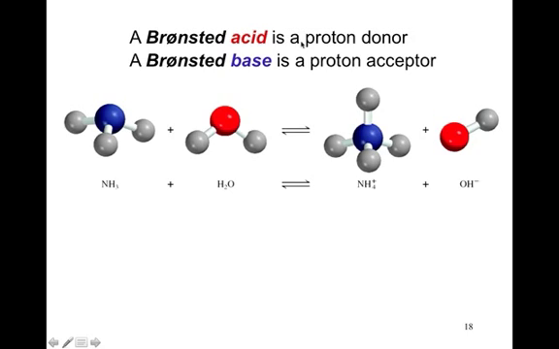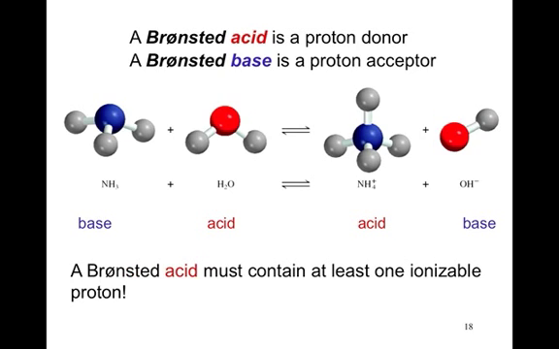And so if a Bronsted acid has to donate a proton, then it needs to give up its H plus. And so then here our water is giving up one of its hydrogens to the NH3. And so that makes the water act as a Bronsted acid. And so then the Bronsted base would be NH3 because it has accepted the proton. So there's the acid, there's the base, there's the acid, there's the base.